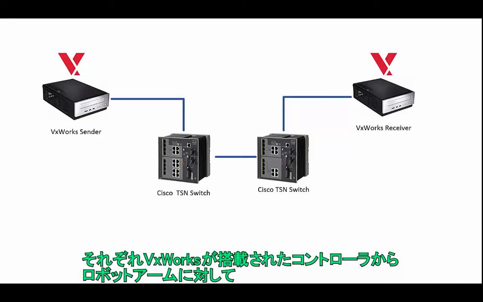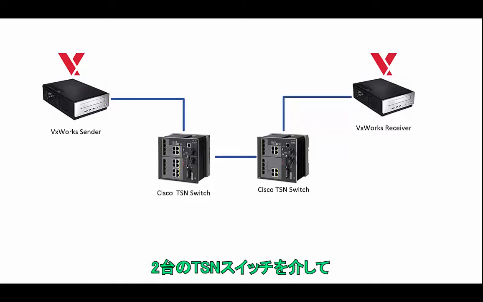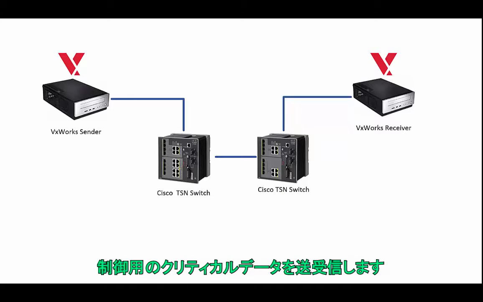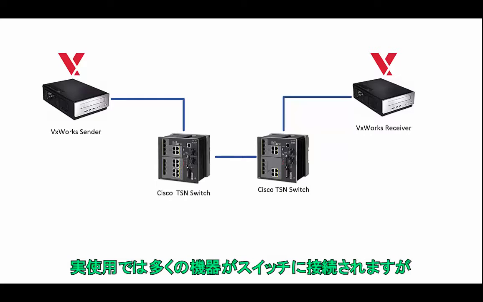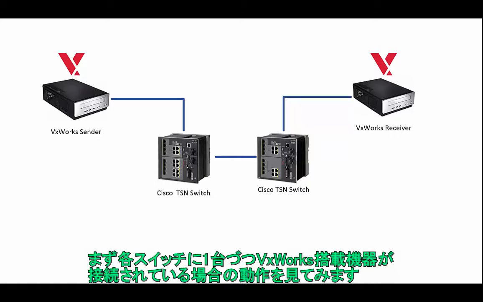Here I have two VxWorks devices. This might be a controller sending commands to a robot arm. And I have two Cisco TSN switches. Normally, there would be a whole network of switches with 5 or 6 other devices hanging off each switch. My demonstration shows 2 switches.